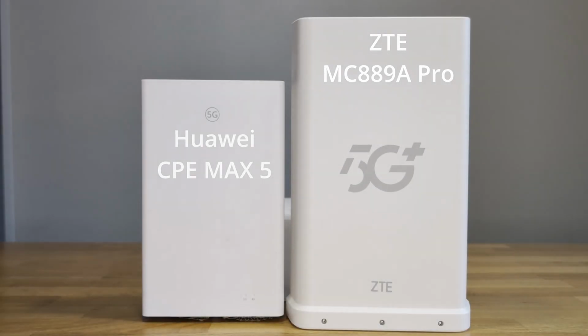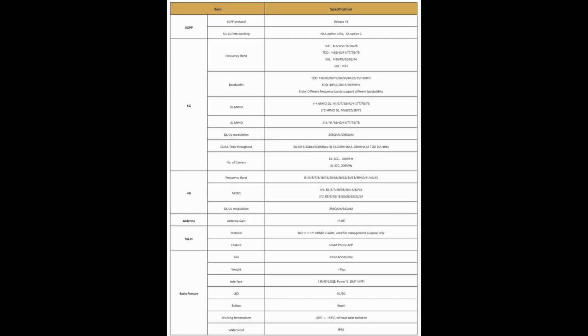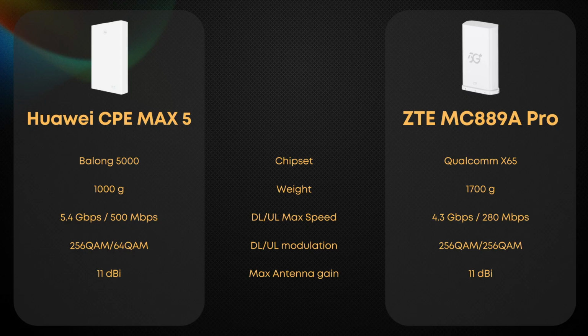Today, we're taking a deep dive into the Huawei CPE MAX 5, also sold under Zoe and Brovi brands. They are the same device, which is a top-tier 5G router designed for high reliability and ultra-low latency. Huawei is known for its strong antenna performance and stable connectivity, but how does this device compare to the competition? Can it deliver both speed and stability, or does it fall behind in peak performance?